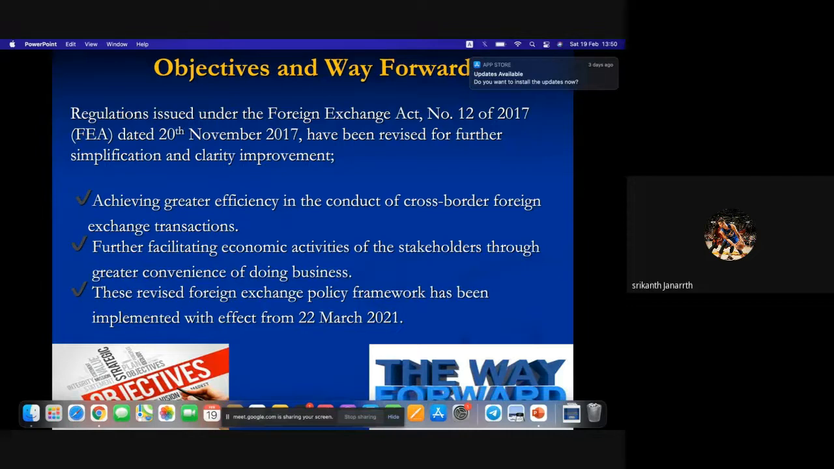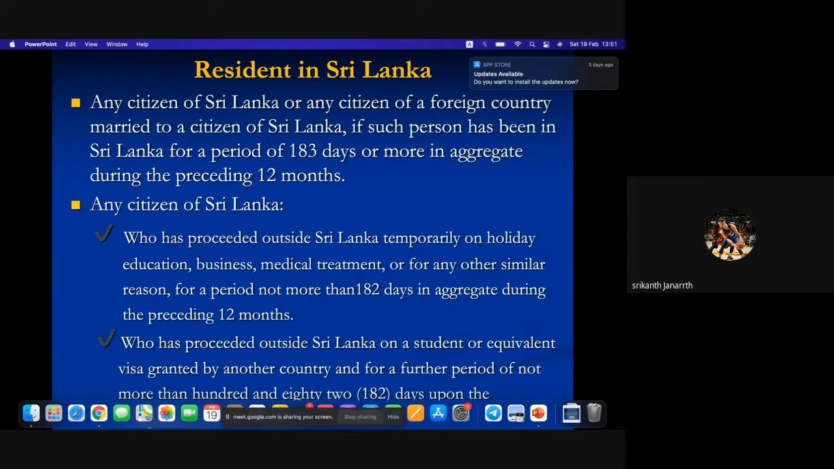So you should know what the act is now. Exchange control is no more there. The Foreign Exchange Act came into force in 2017. Directions were issued effective from 20th of November 2017. Thereafter, the central bank released further directions, removing the directions issued under the Foreign Exchange Act in 2017, and in March 2021 they issued another set of new directions under the same act, the Foreign Exchange Act. So with that, we will move on to the first definition given under the Foreign Exchange Act.